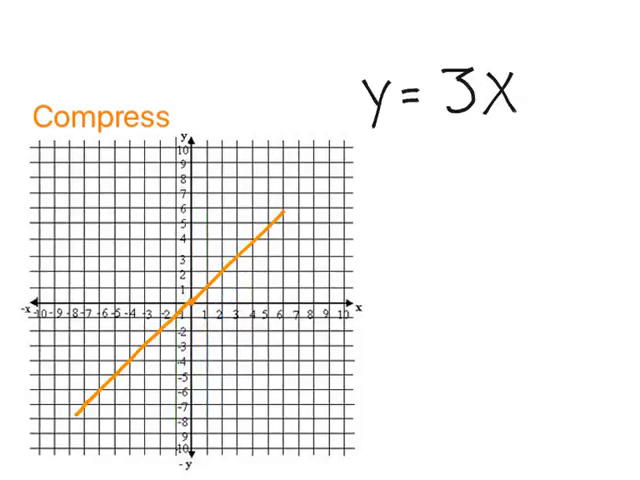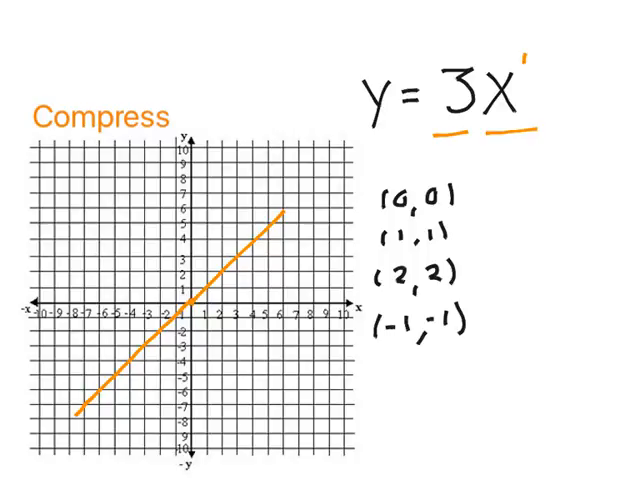As we can see, we have a 3 multiplying x. That's the way we'll know it is a compress. We will have a number multiplying x. In this case, our x is to the power of 1, so we'll have a diagonal line. The special points to consider are (0, 0), (1, 1), (2, 2), (-1, -1), and (-2, -2).